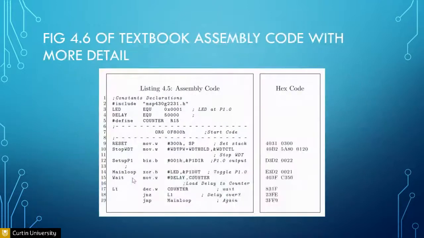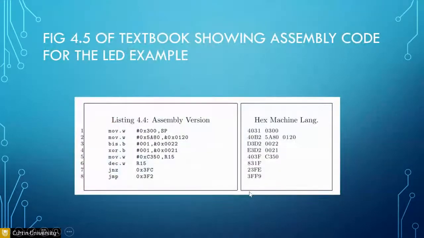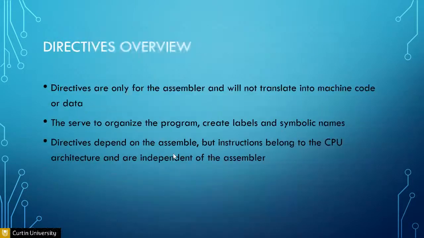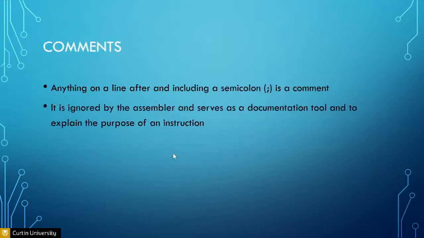If you look at this hex code, 4031, it ends with 3FF9. Exactly the same thing, just that the person who wrote this part of the code is very familiar, and he does not need all this kind of help from the directives. He can basically code and understand all these numbers. Anything after a line, including the semicolon, is a comment. Comments are very important.